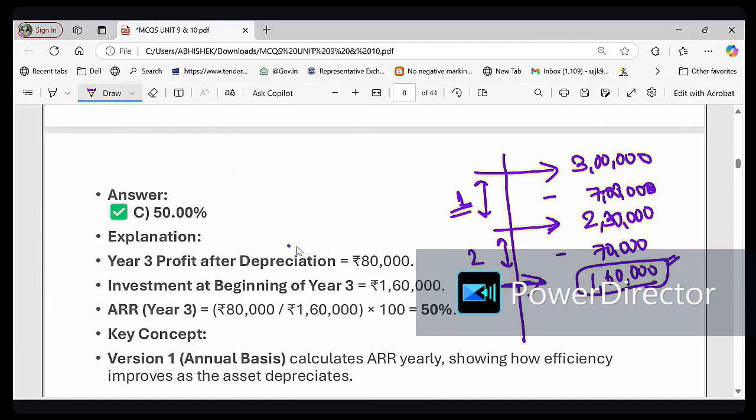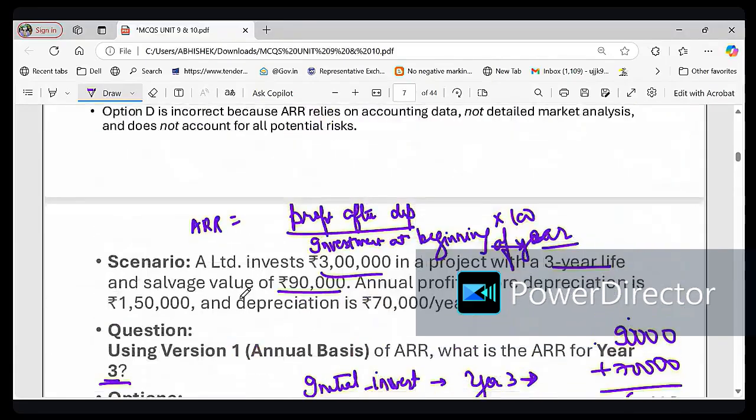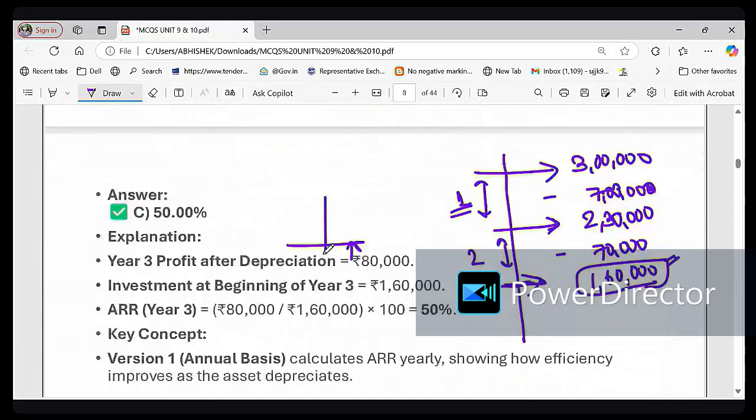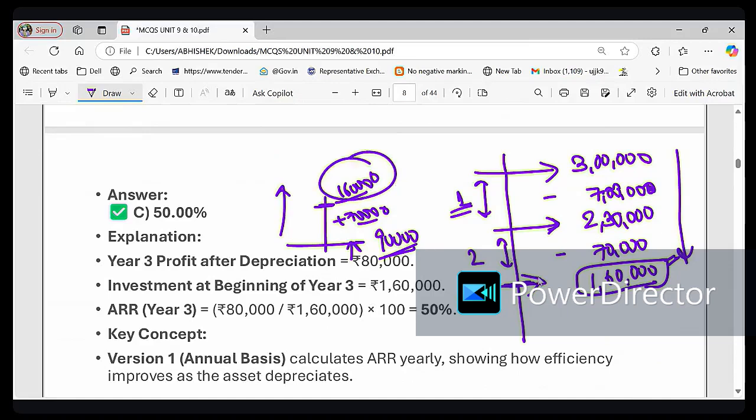Another way to do it, we start from the last. So in the last, what do we get? The salvage value. What is the salvage value? In the question it is given. The salvage value is 90,000, which means the residual value is 90,000. And how many years? 3 years. So in the third year, it would have depreciated by 70,000. We just add, right? You will get 1,60,000. So either you come down or you go up, both will give you the same result. 1,60,000 investment at the beginning of 3 years.